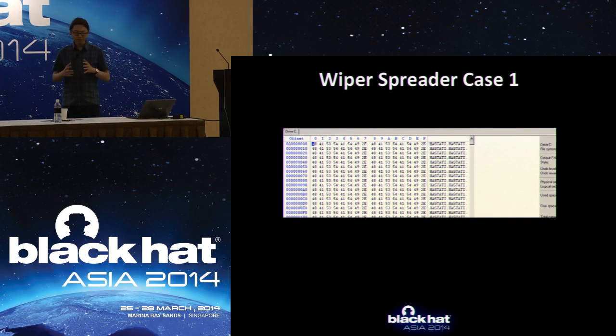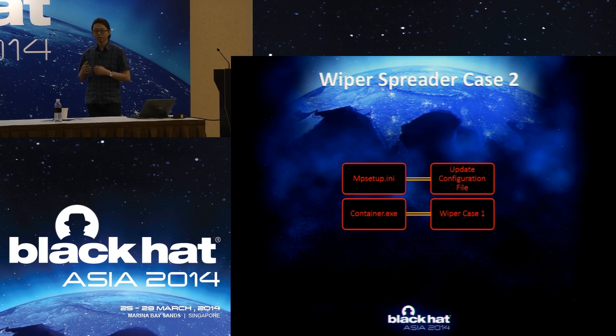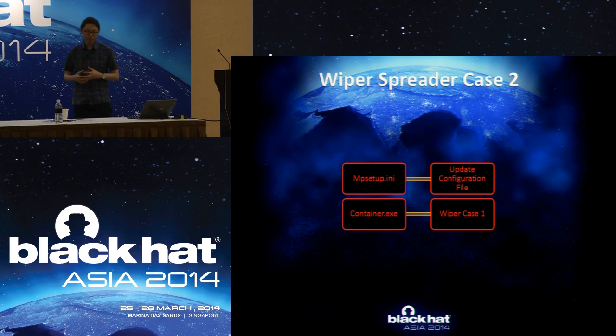So, if you think this is the only Webher Spreader, you are wrong. Here is another Webher Spreader. Unfortunately, I didn't get the dropper. Maybe it actually doesn't have a dropper. It's two files: np setup.ini and container.exe. The np setup.ini is the update config file for the nlab policy center. The container.exe is actually the Wiper case 1, exactly matching.